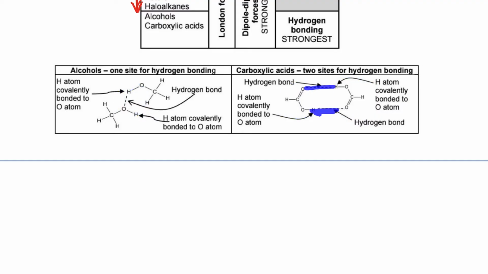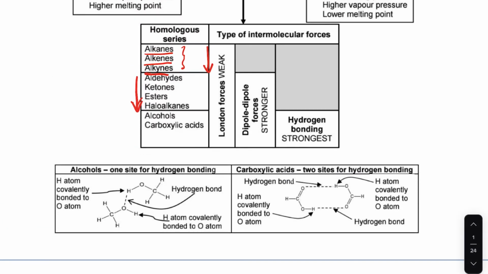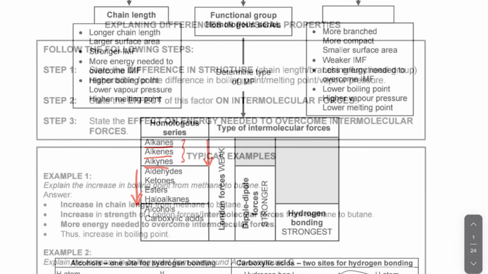It needs more energy to break this bond, but in this one it just requires less energy than this one. So carboxylic acids have two sides of hydrogen bonding. It's very important, guys, to keep that in mind when you compare alcohols and acids all the time.